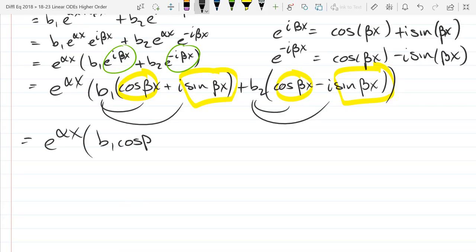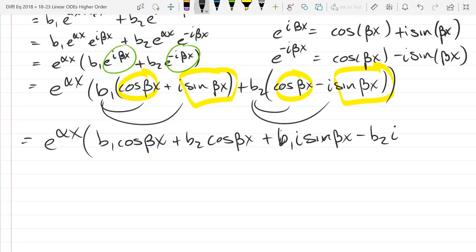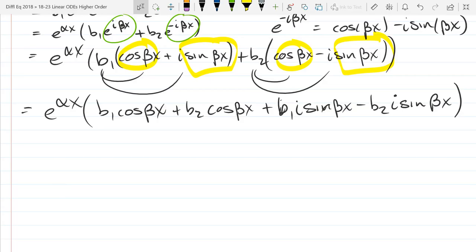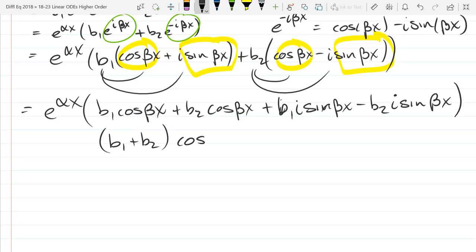So I got B1 cos βx plus B2 cos βx plus B1 i sin βx minus B2 i sin βx. I also rearranged the terms because I want to collect the sines and the cosines separately. So the first factoring I'm going to do, there's cos βx in both places. It's (B1 plus B2) cos βx plus (B1 minus B2) i sin βx.